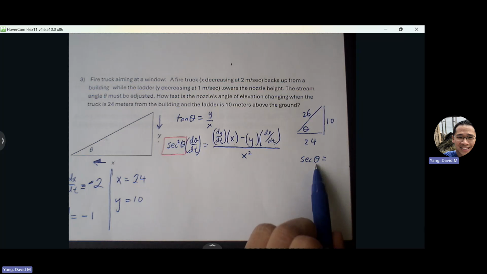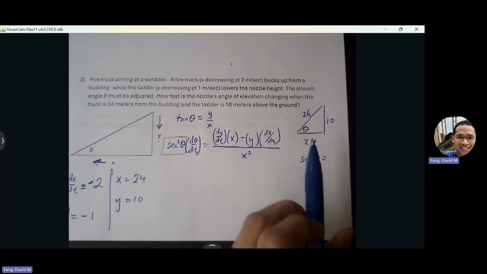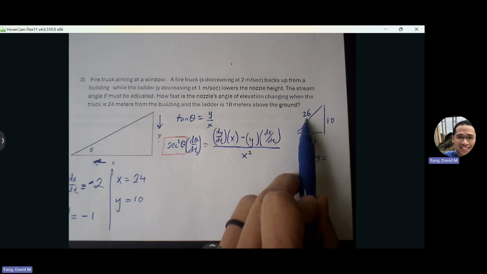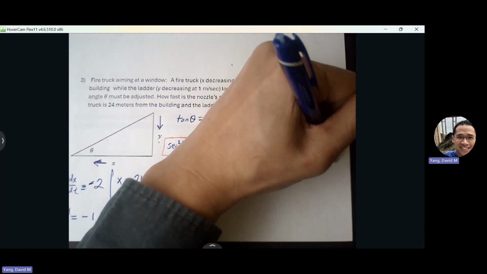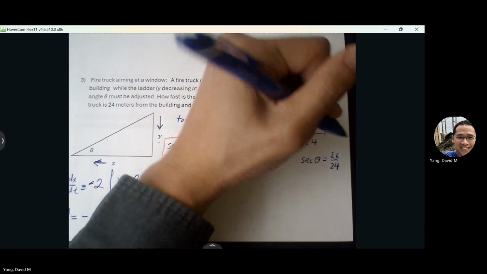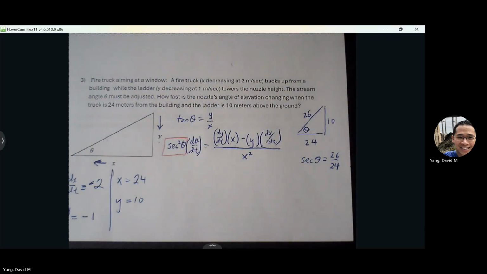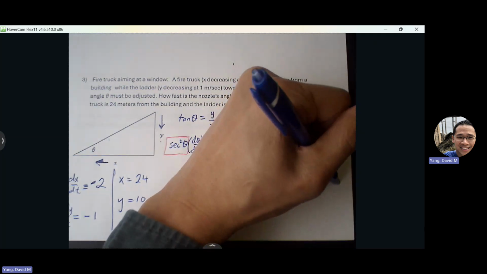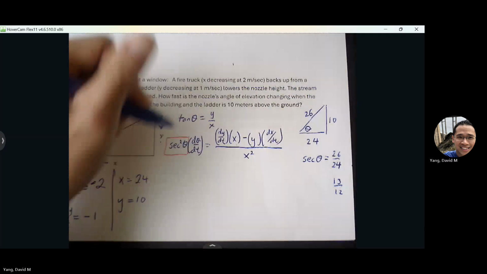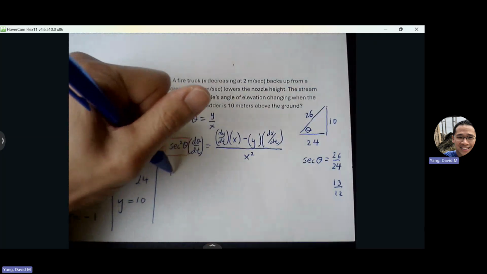Secant is the opposite of what? Cosine. So cosine is adjacent over hypotenuse, so therefore secant will be hypotenuse over adjacent, which we can say is 13 over 12. Put that in.